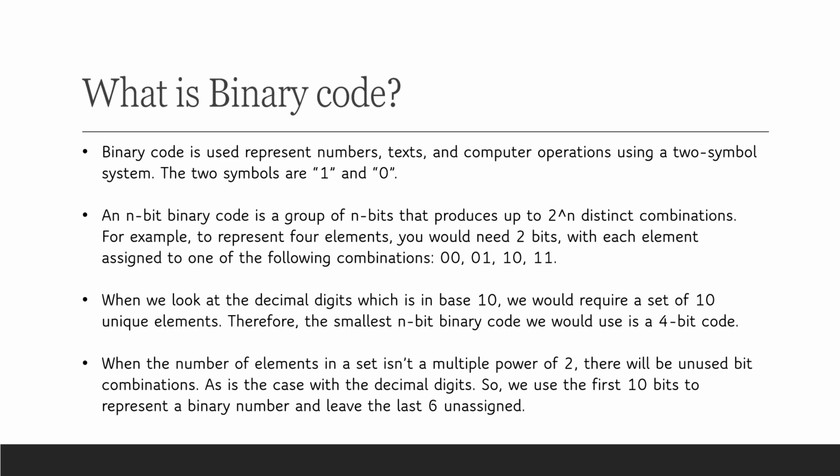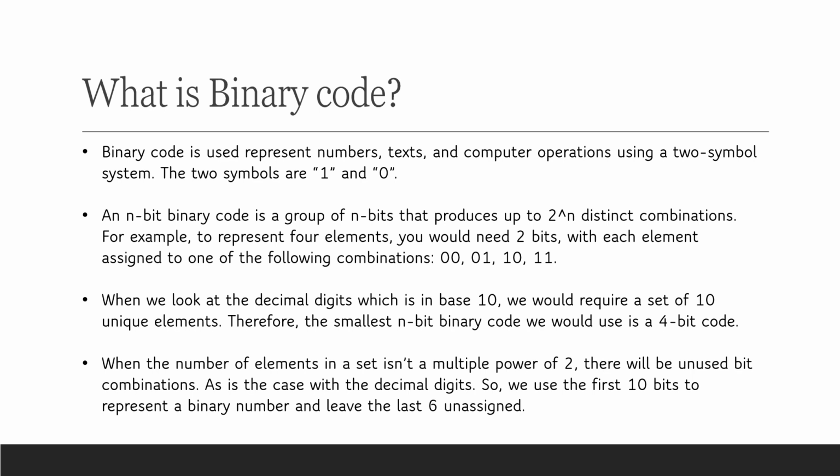Now, an n-bit binary code is a group of n bits that produces up to 2 to the power of n distinct combinations. For example, to represent 4 unique elements, you would need 2 bits, with each element assigned to one of the following combinations: 0 0, 0 1, 1 0, and 1 1.